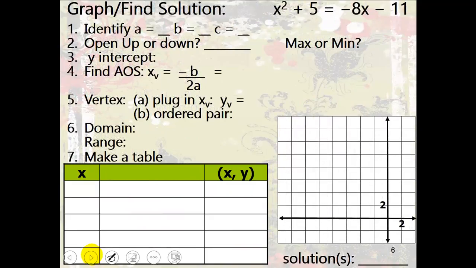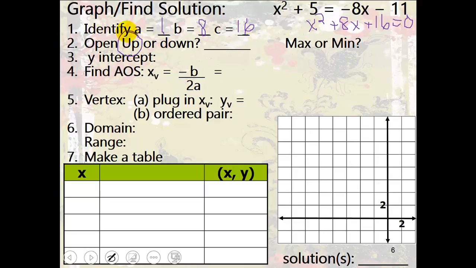This next one is not in standard form. We have to get it there before we start solving. So we're going to rewrite this as x squared plus 8x plus 16 and identify a, b, and c from that. A is 1, b is 8, c is 16.